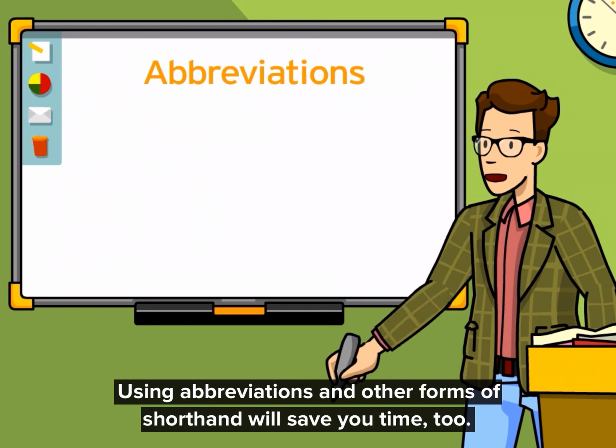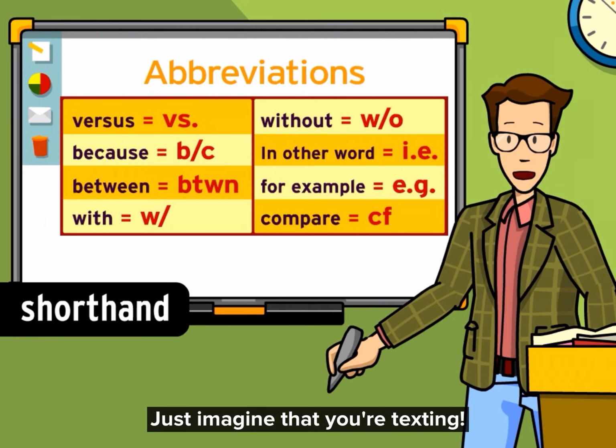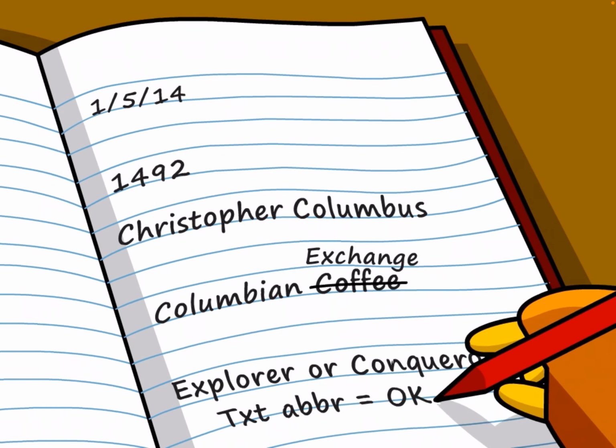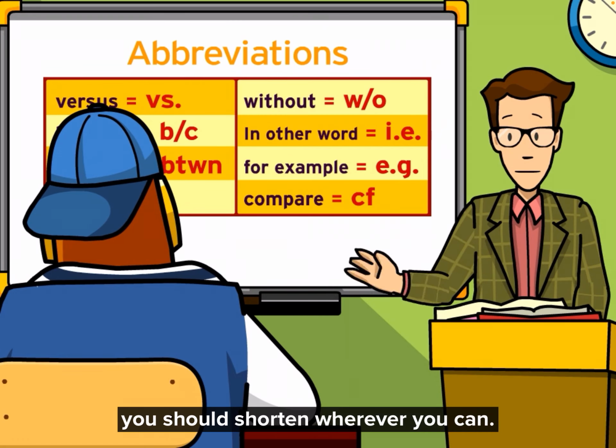Using abbreviations and other forms of shorthand will save you time too. Just imagine that you're texting. Hello? As long as you can decode your notes later, you should shorten wherever you can.